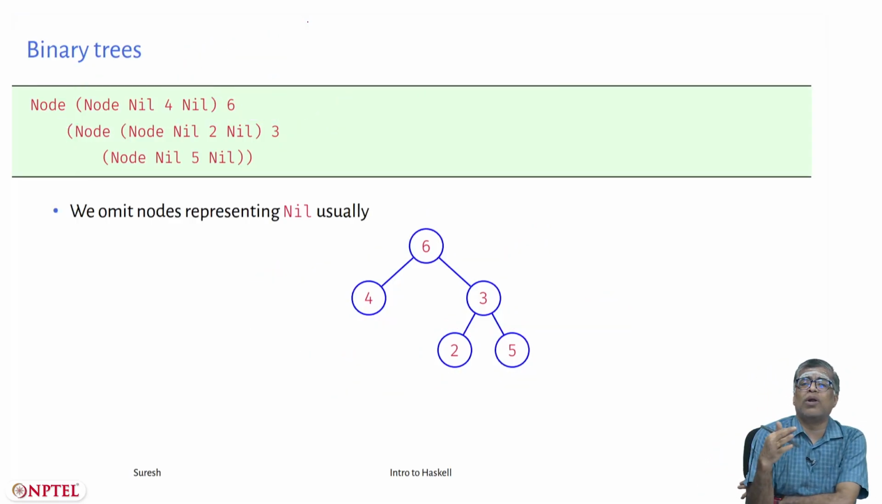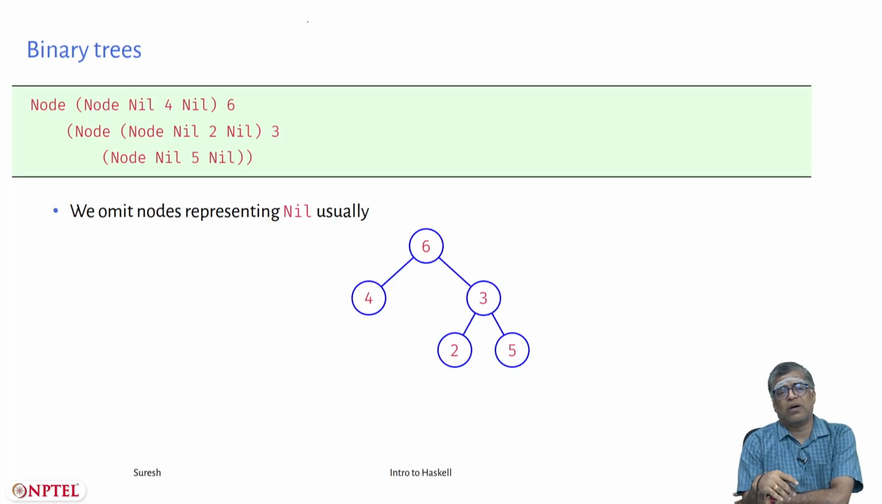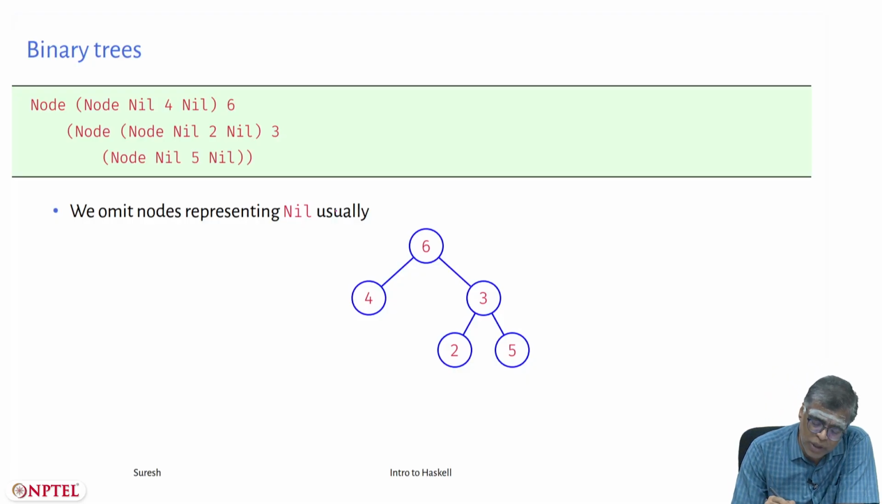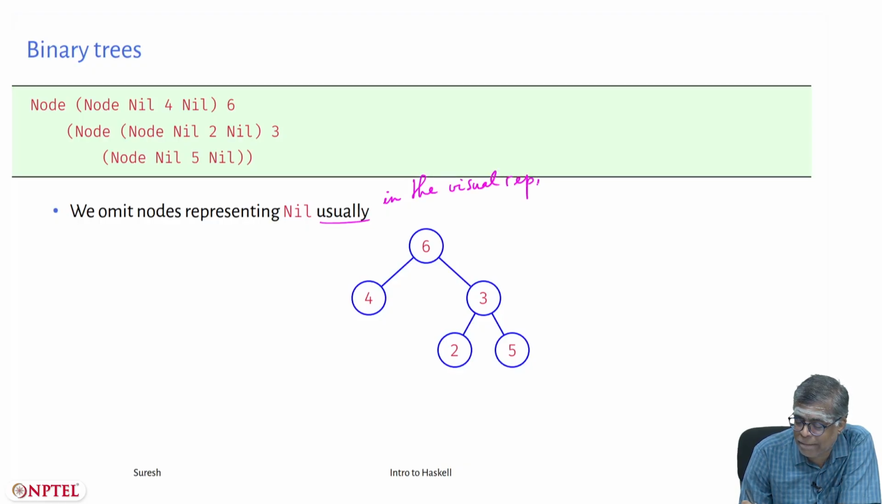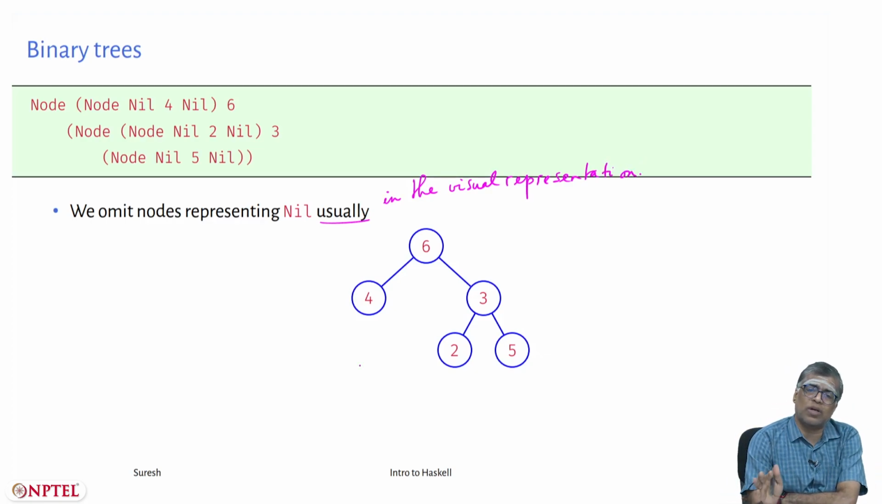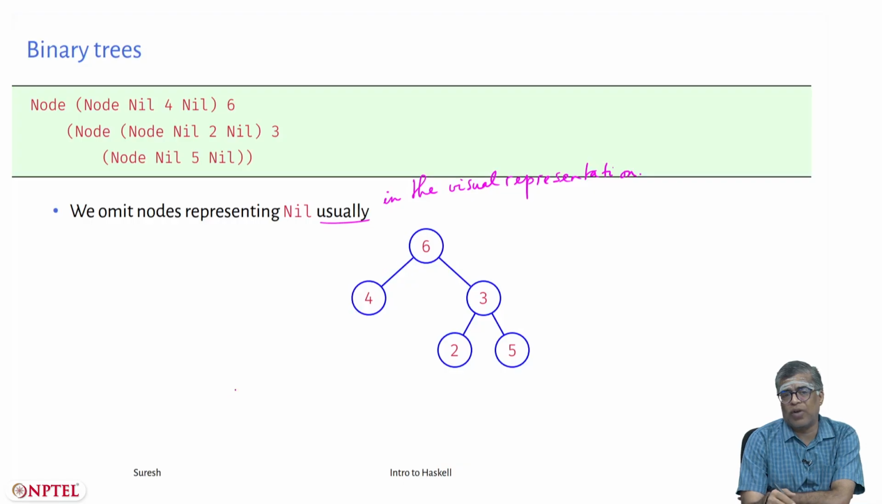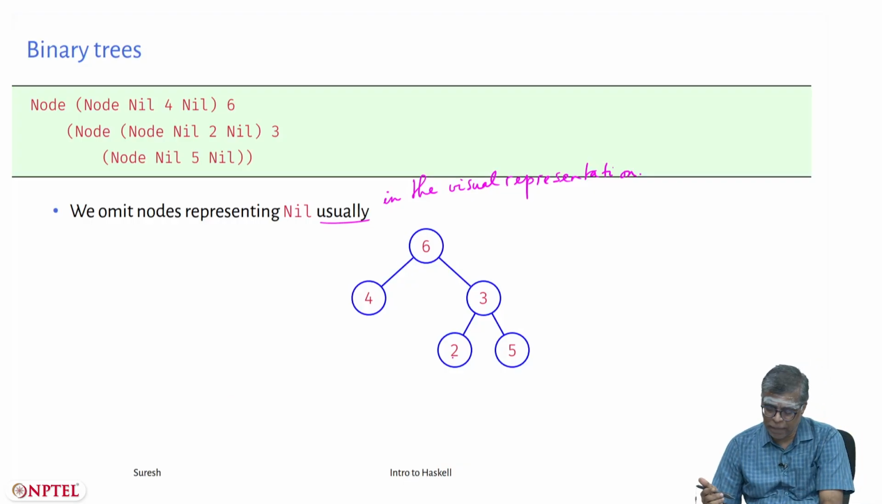Okay, normally, to keep your pictures smaller, you will omit the nodes representing nil usually in the visual representation, not in the actual representation, when we draw trees. So then this is clearer to say 6, 4 to the left and right there is nil, 3, 2, 5. So, that's another tree.